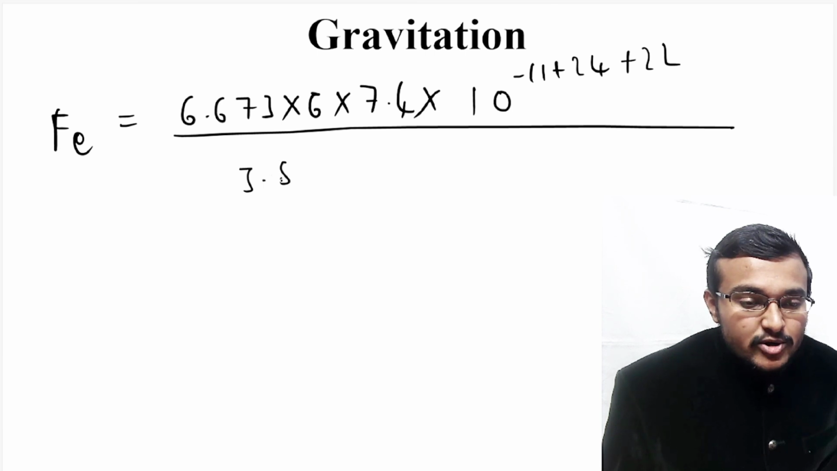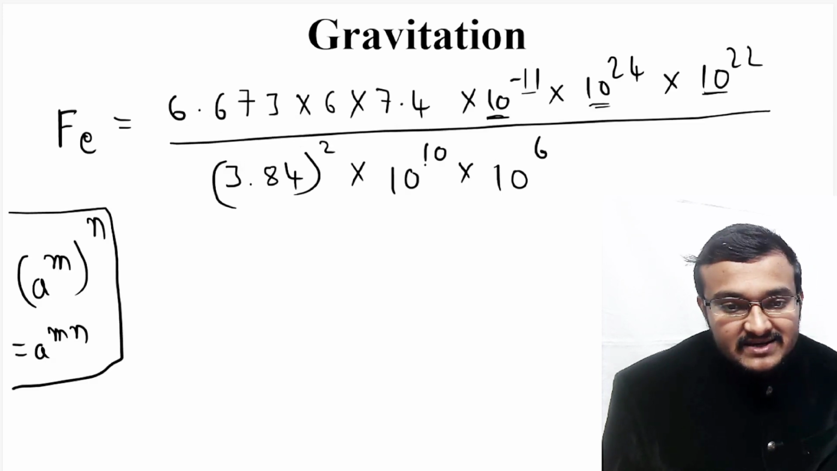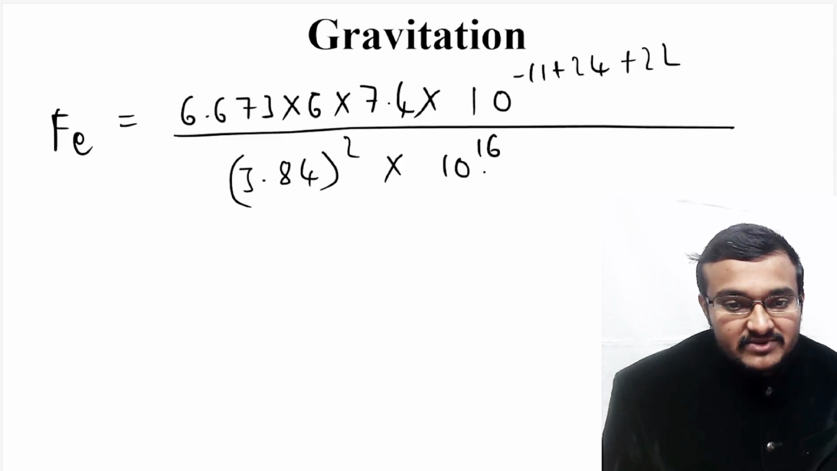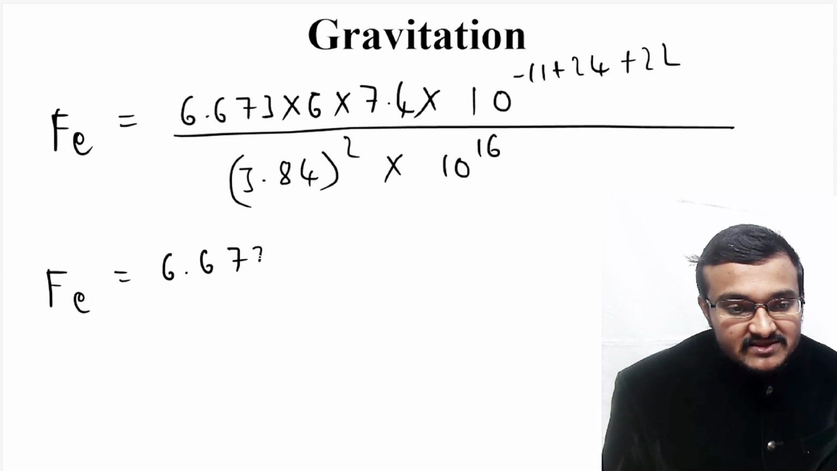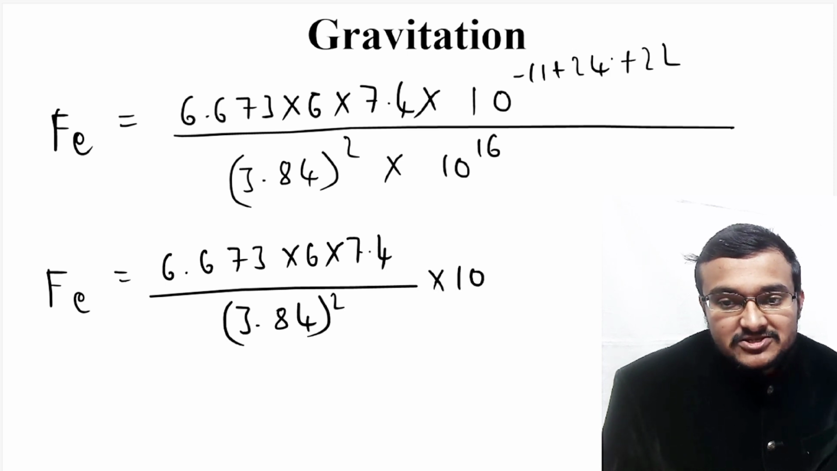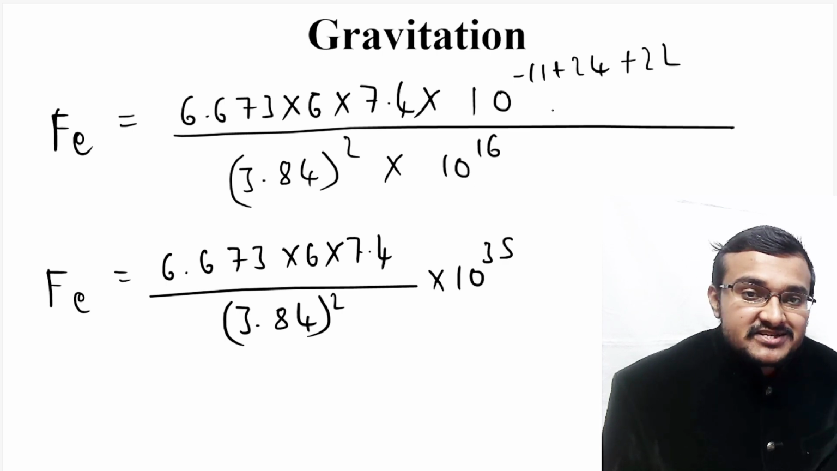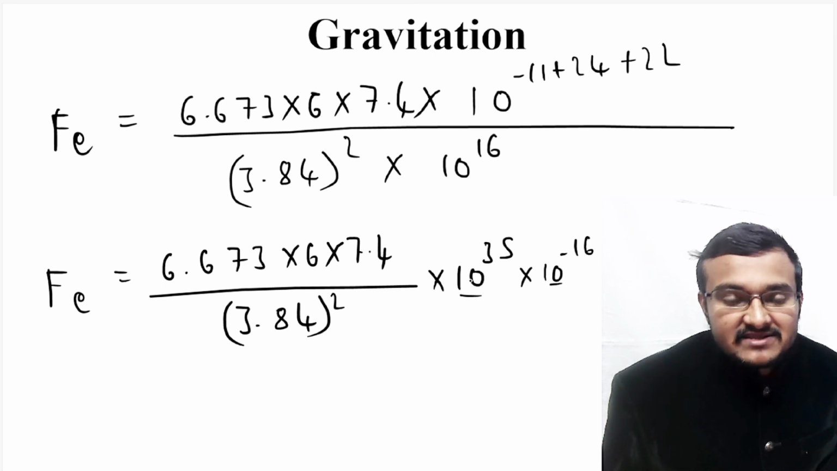Divided by 3.84 whole square into 10 power. Here you can see 10 power 10 is there and 10 power 6 is there. Base is same, so 10 plus 6, that is 16. So 10 power 16 will be there. If you take this 10 power 16 to numerator, it will become 10 power minus 16. So 6.673 into 6 into 7.4 divided by 3.84 whole square into 10 power minus 11 plus 24 plus 22 will be 22 minus 11 is 11, 11 plus 24 will be 35. So 10 power 35, and if you take this 10 power 16 to numerator, it will become 10 power minus 16. Again here base is same, you can just add 35 and 16.